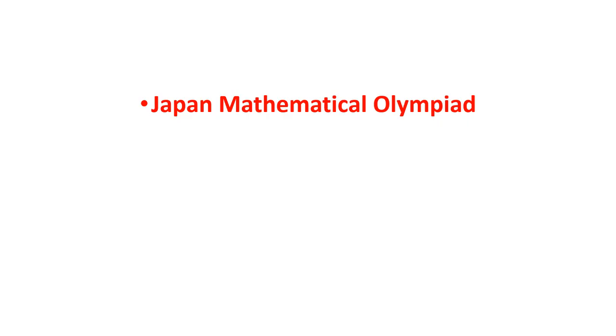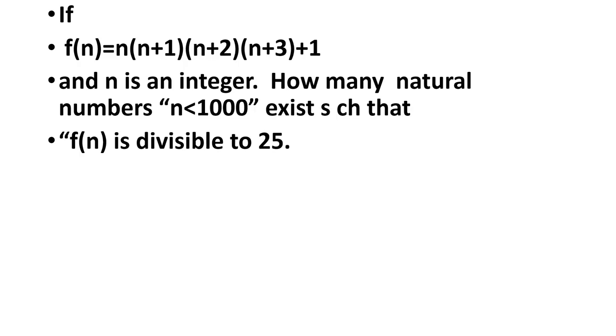This was given at Japan's Mathematical Olympiad, and the problem we have is this: if f(n) is equal to n times (n plus 1) times (n plus 2) times (n plus 3), plus 1, and n is an integer, how many natural numbers n less than 1000 exist such that f(n) is divisible by 25?